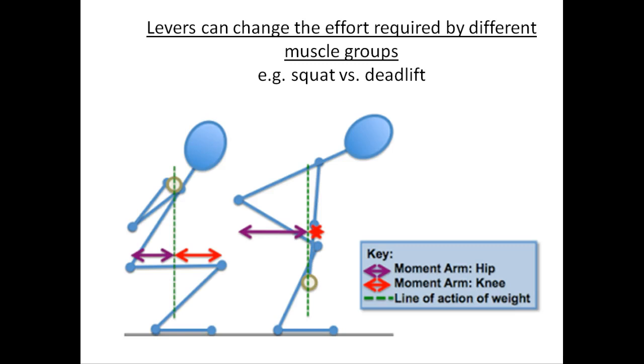If we're relating that to a squat versus a deadlift, you can see that the moment arm of the hip in the deadlift is significant, whereas it's equal in the squat. That's how you can remember the difference between a squat and a deadlift in terms of the moment arm of the knee and the hip. The squat's going to produce more work in the glutes and the quads, and the deadlift is going to produce more work in the glutes and the hamstrings, working that posterior chain.